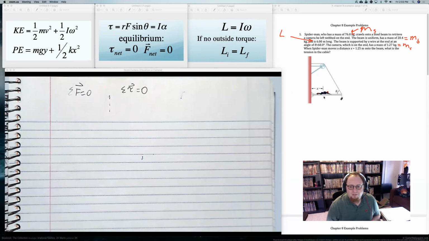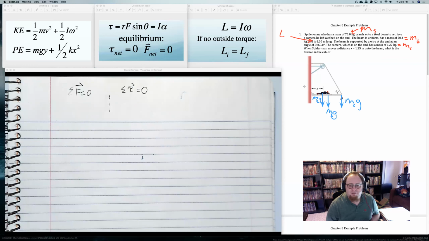I say gravity. Gravity. And there's actually multiple gravities, because there's the gravity due to Spider-Man, there's the gravity acting on the camera, and there's also the gravity on the beam itself. Maybe I should just try typing. Because Spider-Man is affected by gravity, MSG. The beam itself is affected by gravity, MBG. And the camera, MCG. Now, of note, I have to say where these are applying. The weight of Spider-Man is where Spider-Man is. The weight of the camera is where the camera is. But the weight of the beam, this is a long beam, so I can just say it's right at the middle of it.